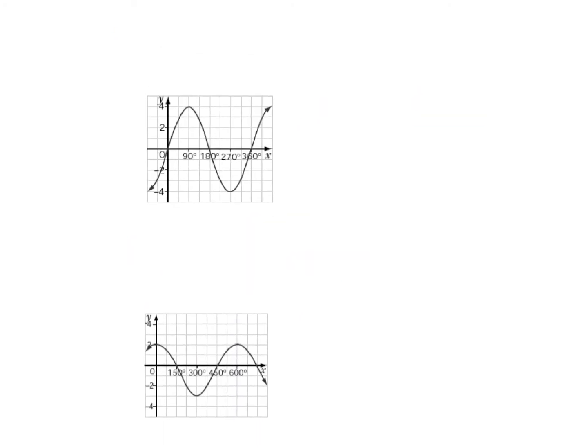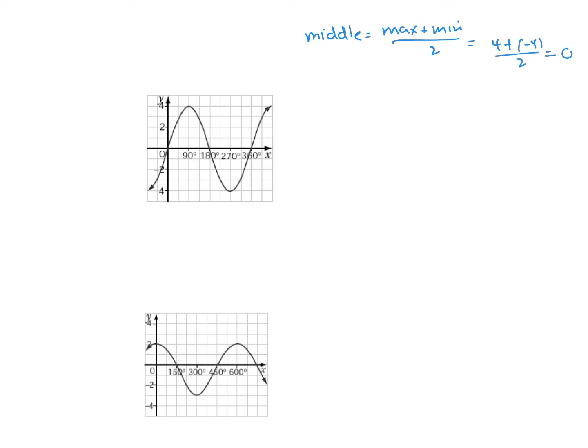Okay, so let's do this example here. We'll do it in terms of sine and cosine. So the first thing I'm going to do is find the middle. So we're going to take the top plus the bottom and divide by 2. So the top is at 4, the bottom is at -4, divided by 2 is 0. So the middle is the x-axis. So there's no vertical shift.